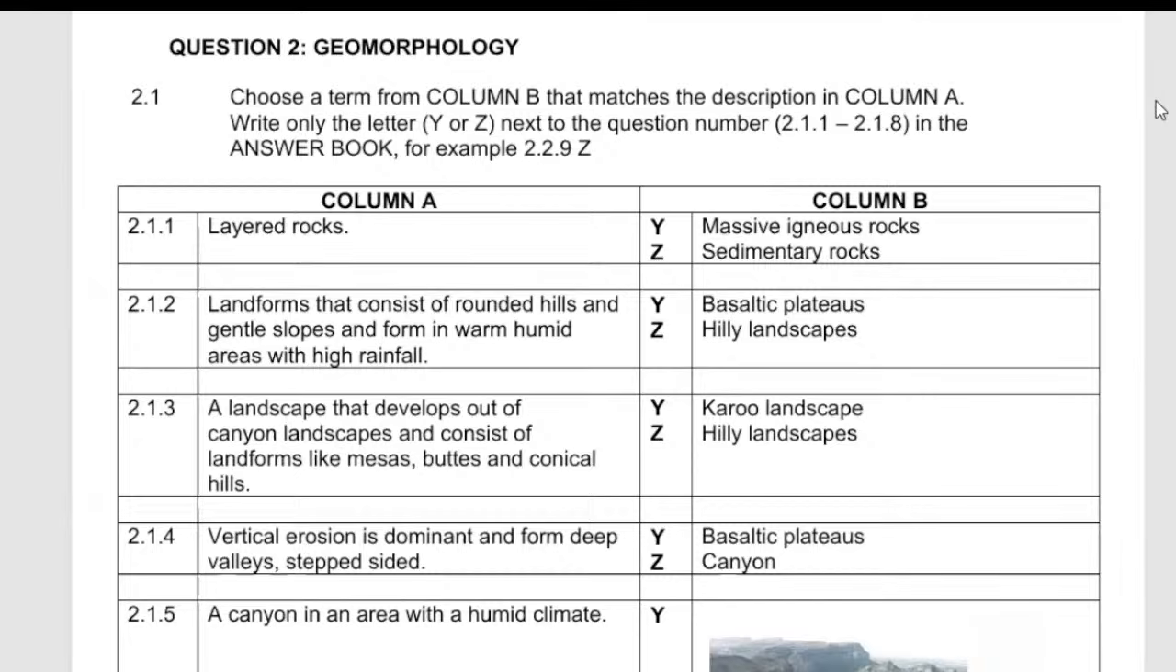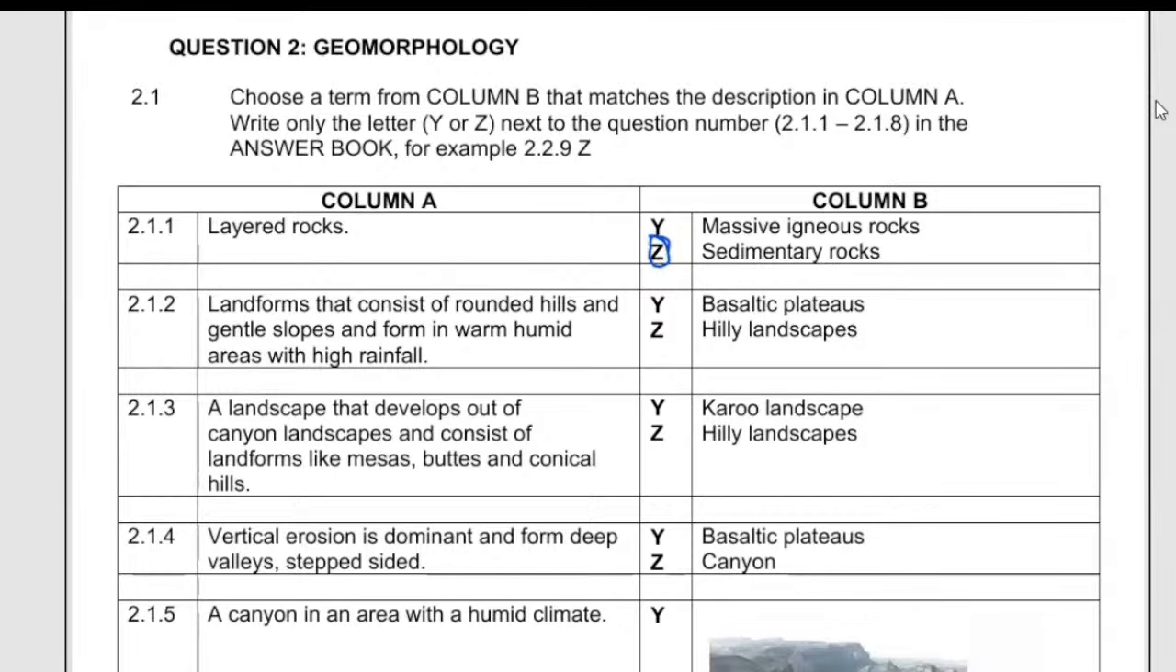The first question is saying layered rocks. Which component emerges with layered rocks? Are they massive igneous or are sedimentary rocks? We understand that our rocks which are layered are sedimentary rocks. Sedimentary rocks are made from sediments which accumulate and end up cementing and forming those layered rocks. So ultimately, sedimentary rocks are made up of layers because of the accumulation of sediments.